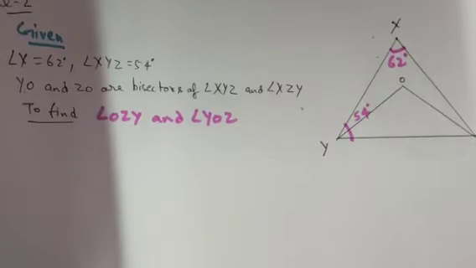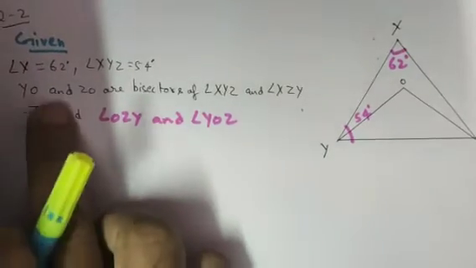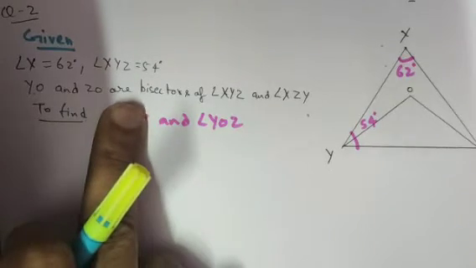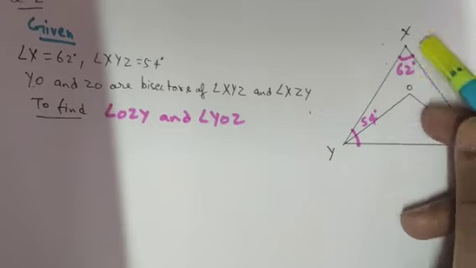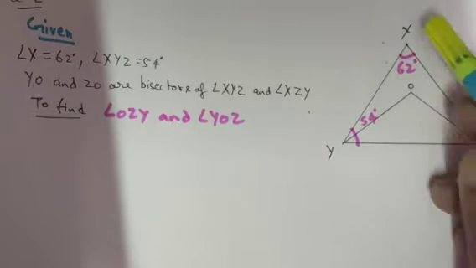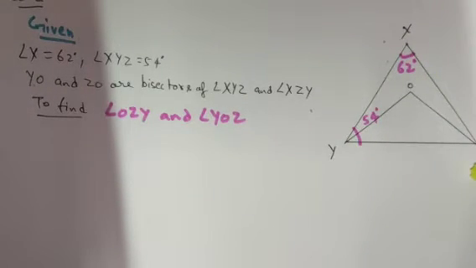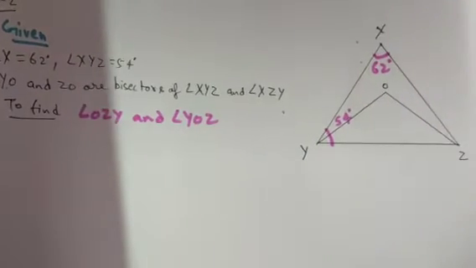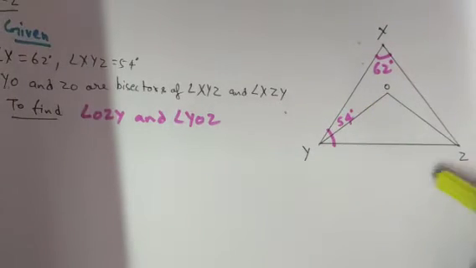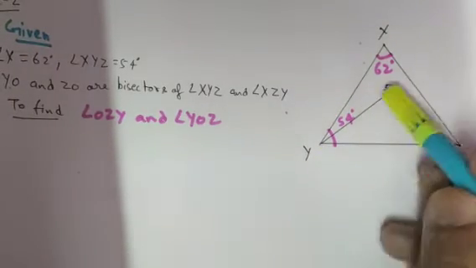Question number 2. It is given that angle X equals 62 degrees, angle XYZ is 54 degrees, YO is the bisector of XYZ, and ZO is the bisector of XZY. We need to calculate the value of OZY and YOZ.